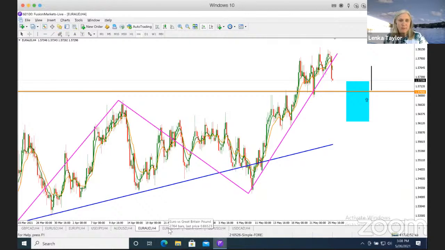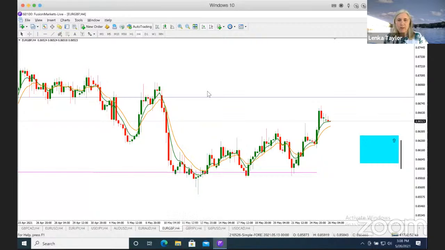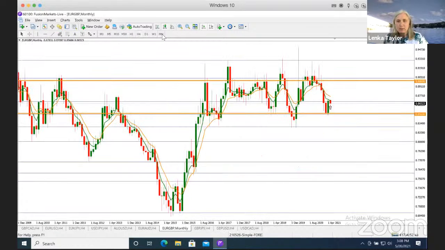Next currency pair I'm looking at is EUR GBP. So EUR GBP, I'm looking for a long in this range here between these two orange lines.